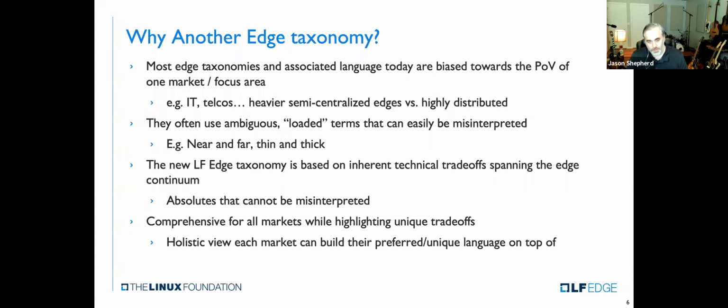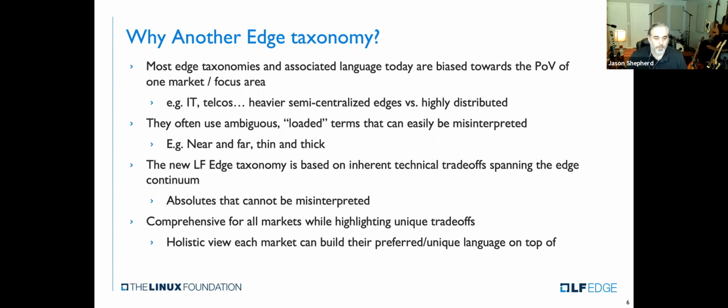Near and far to a telco is actually the opposite of what an end consumer would think. A telco would say near edge is close to their core infrastructure, and far edge is out where the user is. And a user would think the near edge is right where I am and the far edge is out by the telco. Let's talk about absolutes.